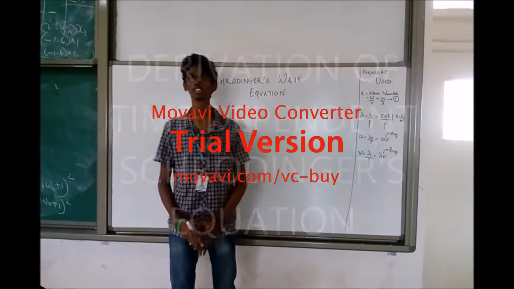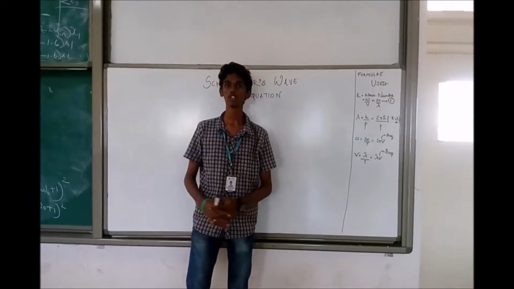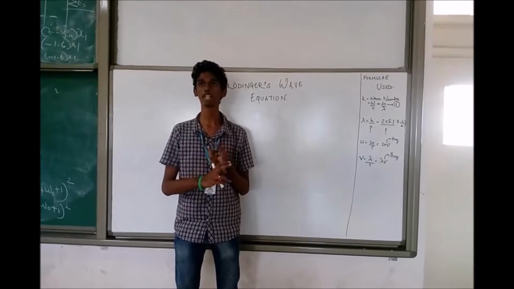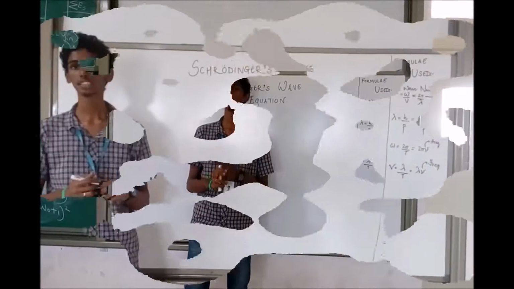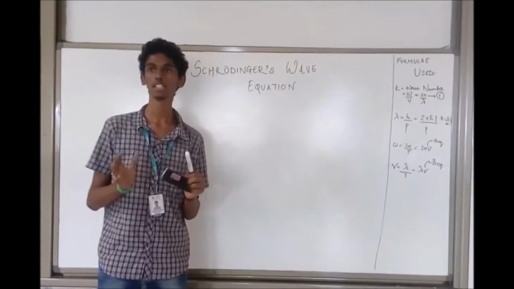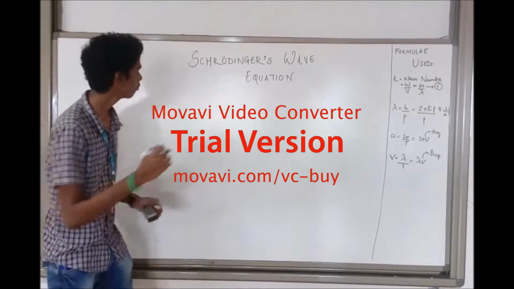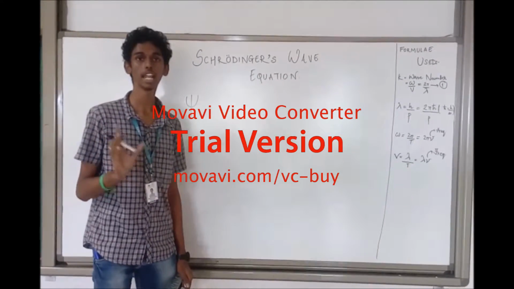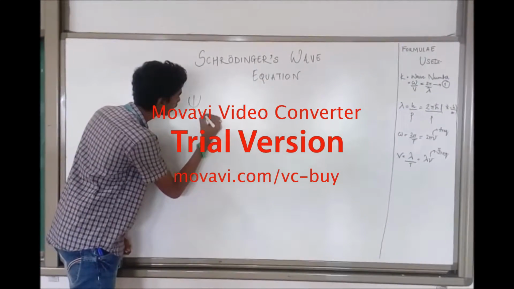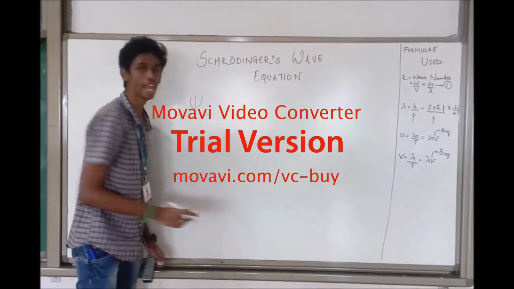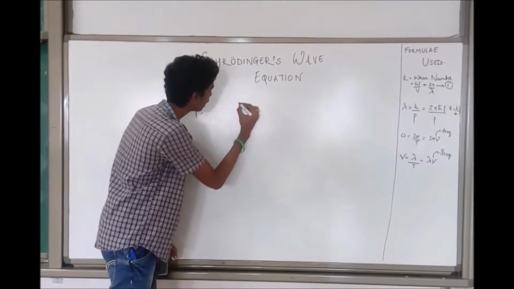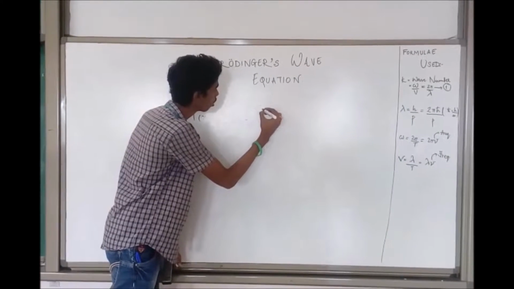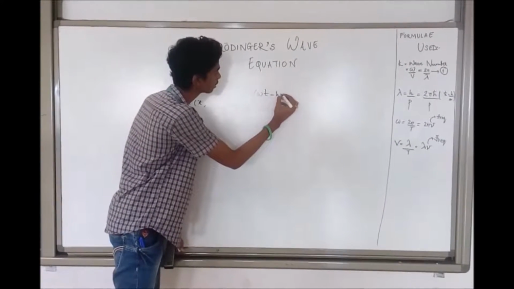Today we will learn about Schrodinger's wave equation. Schrodinger's wave equation is classified into two parts: Schrodinger's time-independent equation and Schrodinger's time-dependent equation. The wave function of any particle traveling at the nanoscale depends on two variables, the position of the particle and time, denoted by psi(x,t) equal to the amplitude of the wave, A, times the exponential of i(omega t minus kx).